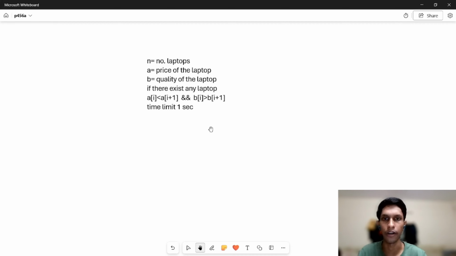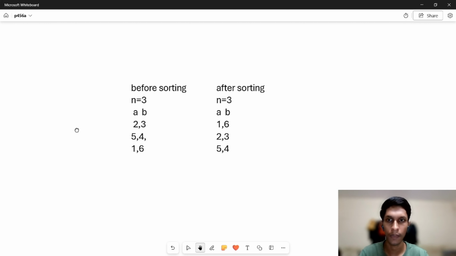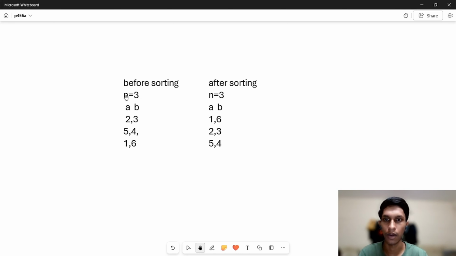Since it is a sorting question, we'll first have to sort the array. But why does the sorting affect the array? Let's see it here. So I've taken a test case where n is equal to 3. There will be 3 laptops given.